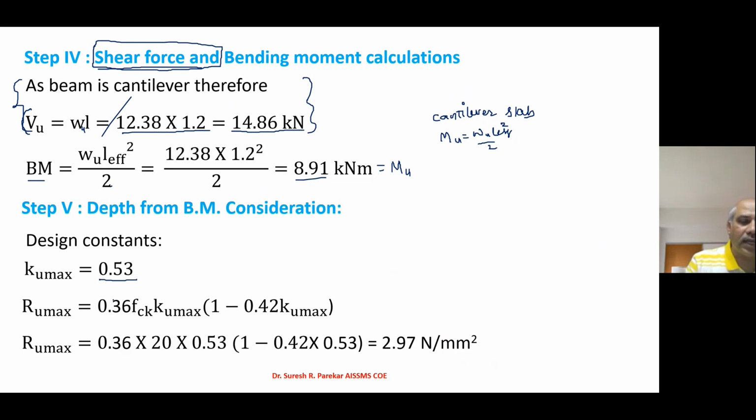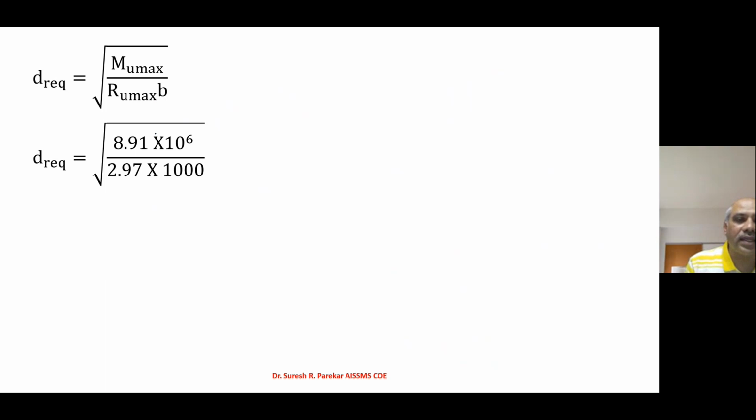And we have Ru max, that is 0.36 fck. We have 20, then Ku max 0.53, (1 minus 0.42) Ku max, again 0.53. So we will get this value, 2.97 Newton per mm square. Then knowing this value, we can find the value of d required. So we know Mu max, we know Ru max, b is taken as 1000. So we will get this value 8.91 into 10 raised to 6. And from this, we will get the value of d, that is 54.77 millimeter.